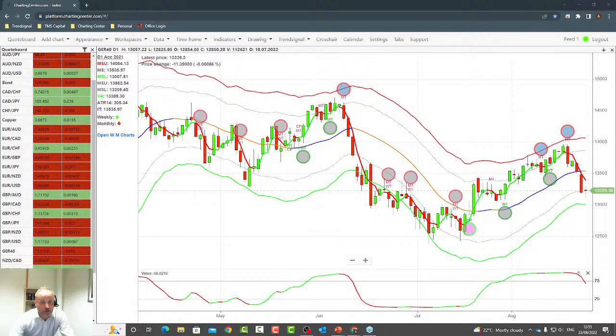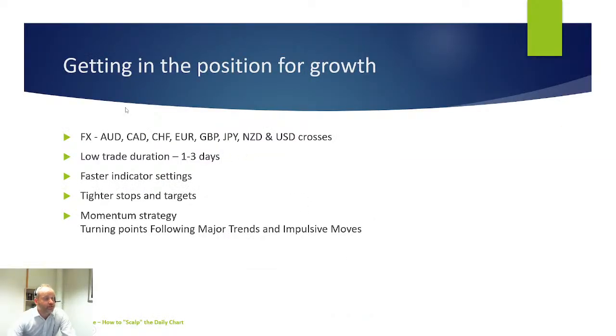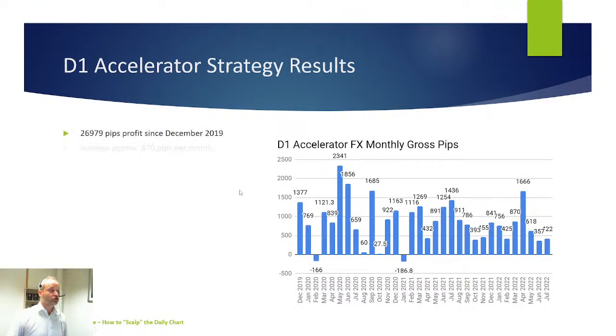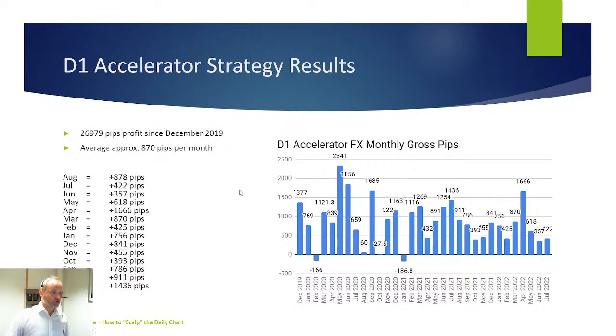So let's just go back to the slides for a little bit. We'll talk a bit more later. But say for me, this is about getting in the position for growth. It's about an understanding of what the markets do so that we can adapt our strategy to that. The D1 Accelerator strategy, these are the latest results, bang up to date. Since December 2019, it's up nearly 27,000 pips, and that's month by month results there.